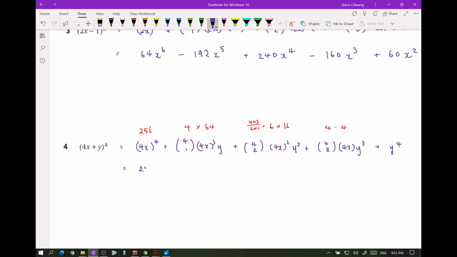So this will be 256 x to the power of 4 plus, that's also 256, x cubed y, 6 times 16 is 96, x squared y squared, 4 times 4 is 16, x y cubed, and y to the power of 4.